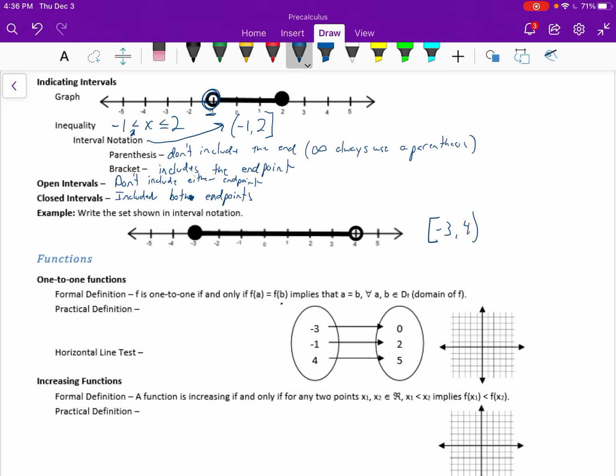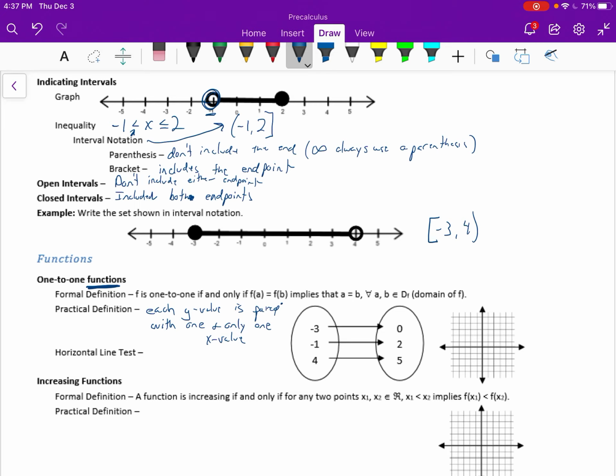So first of all, we know that it is a function. So each x value is paired with one and only one y value. The thing is, this also goes the other direction. So each y value is paired with one and only one x value. So it's a one-to-one function. So -3 goes to 0, -1 goes to 2, and 4 goes to 5.